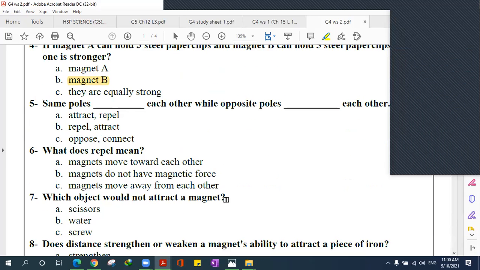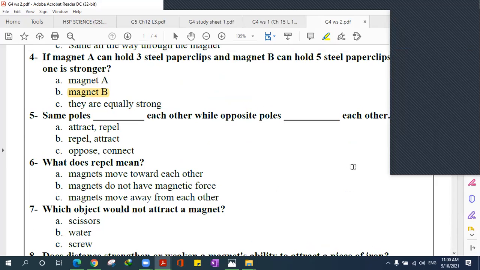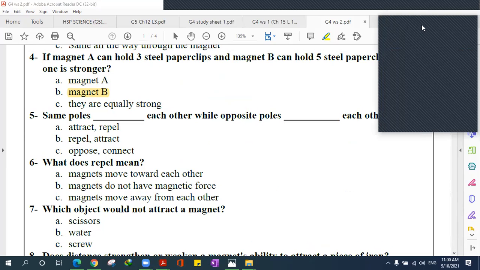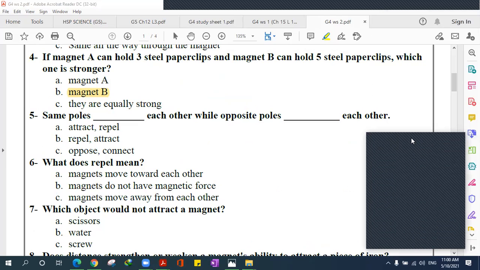Farah, can you answer number five? Please show me the poles question. Same poles repel each other while opposite poles attract each other. Yes, well done. Thank you so much.